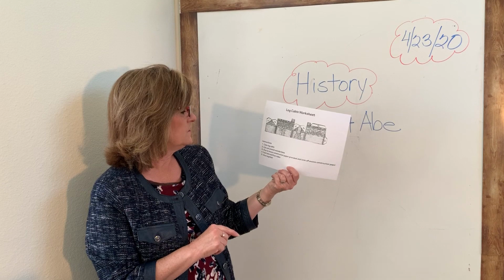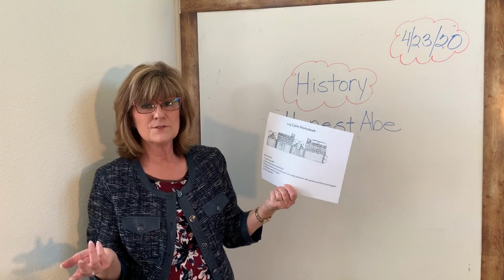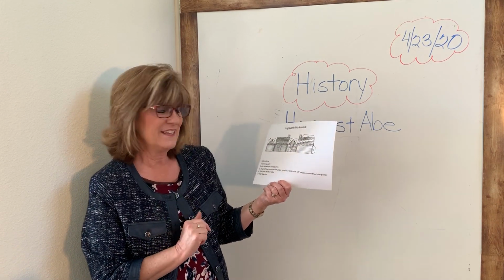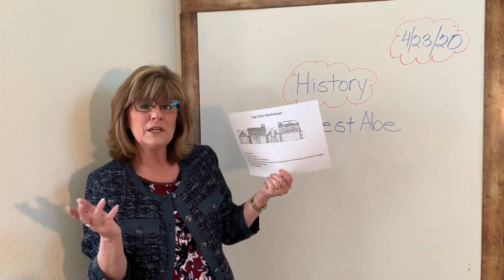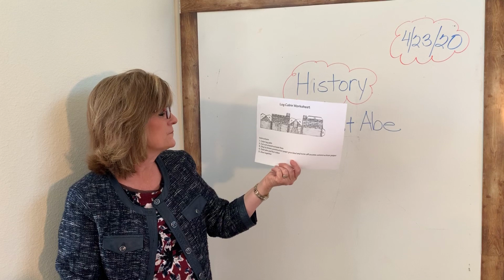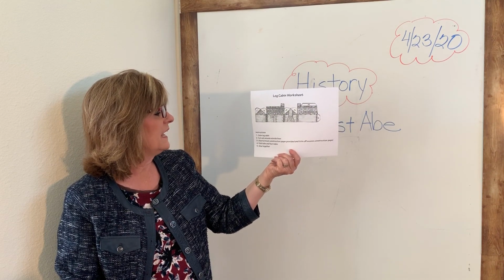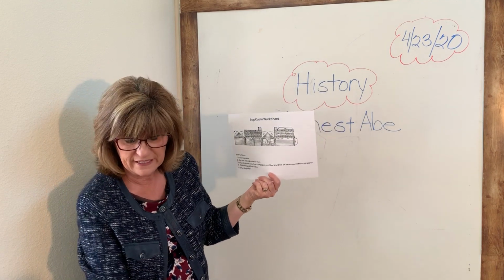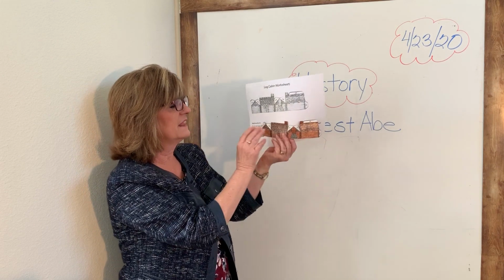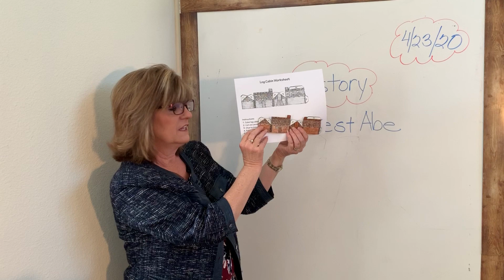The first thing you need to do is color your log cabin. So of course, it's a log cabin. It's made out of wood, so you want to color it so that it looks like it's made from wood. But if you want to be creative and make it another color, that's fine too. It's your project. Then, after you color it, you're going to cut out around the outside lines. So your log cabin should look something like this after you color it. So you color it, you cut it all out.